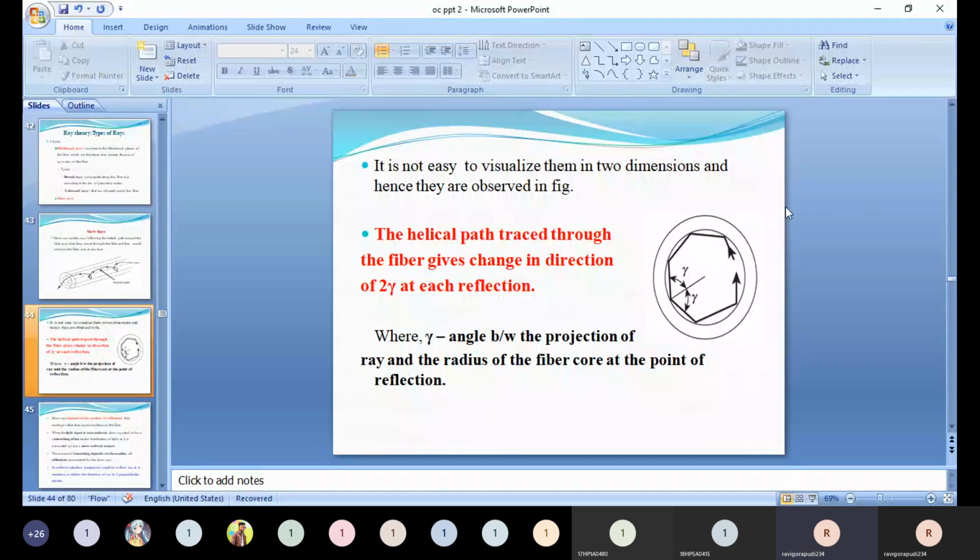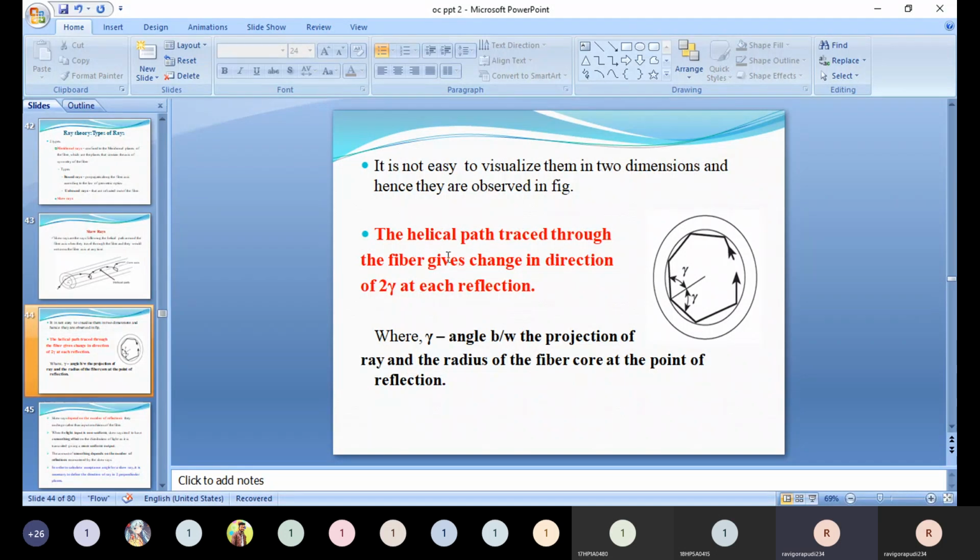We have core and cladding. This is the fiber. Round shape is the fiber. Outer layer is the cladding. Inner layer is the core. Within the core, the light is propagating in this manner, helical shape. So here the propagation is a gamma. Gamma is the angle between the projections of the ray. For each projection, we have 2 gamma angle.